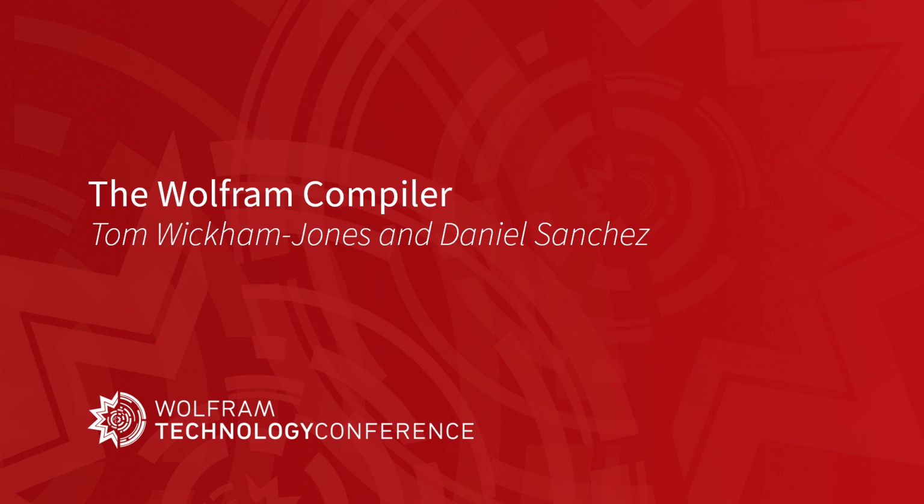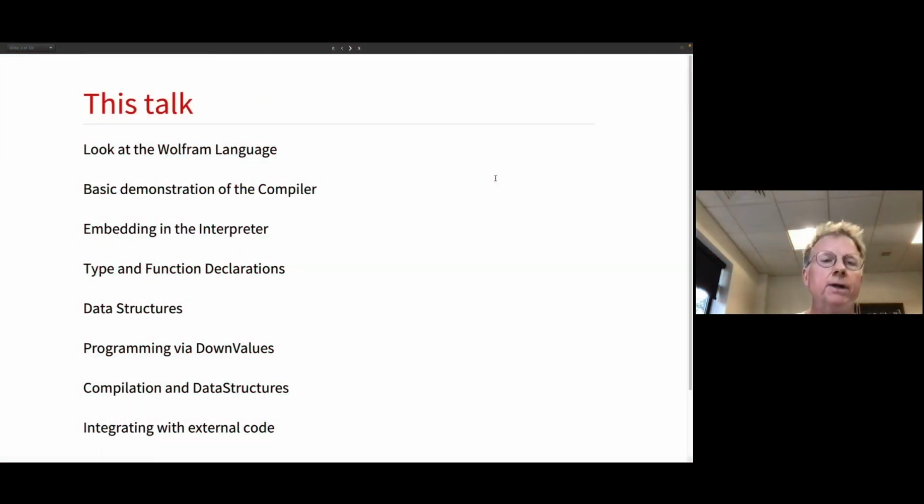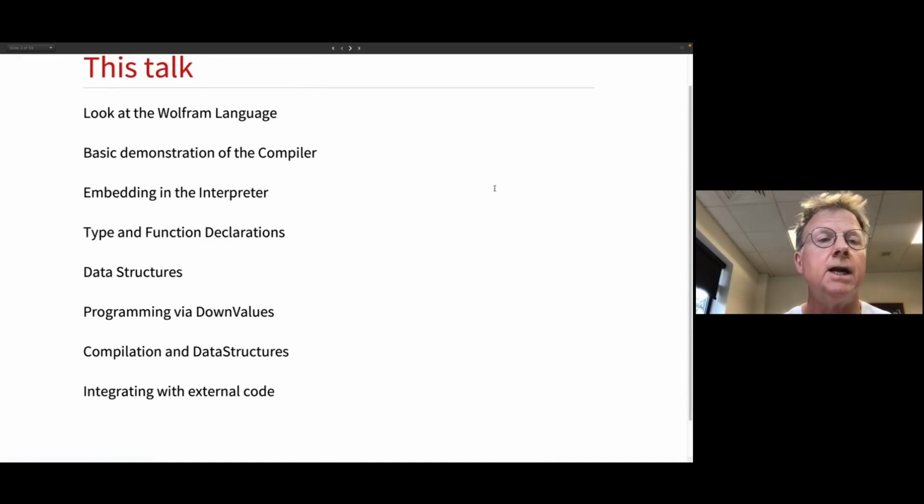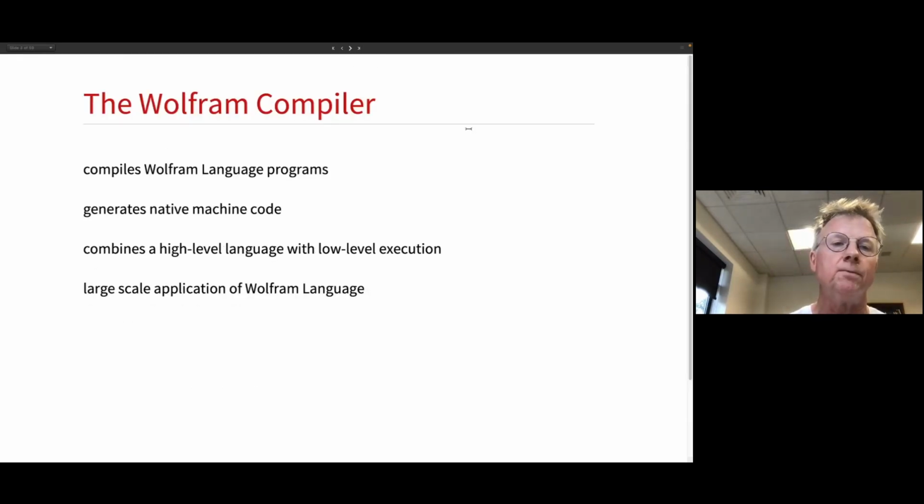So in this talk, I'm going to look at the Wolfram language. I'm going to give a basic demonstration of the compiler, how it embeds with the interpreter, which I think is interesting, type and function declarations, data structures, programming via down values, compilation and data structures, and then my colleague Daniel Sanchez is going to give a sort of talk within a talk where he's going to show some examples of integrating with external code. So let's get started.